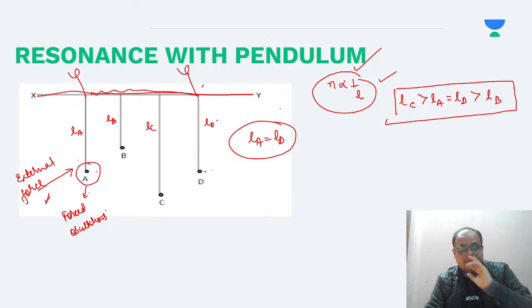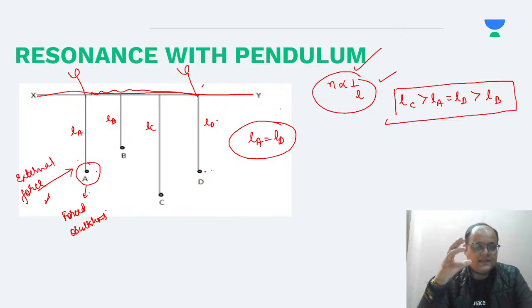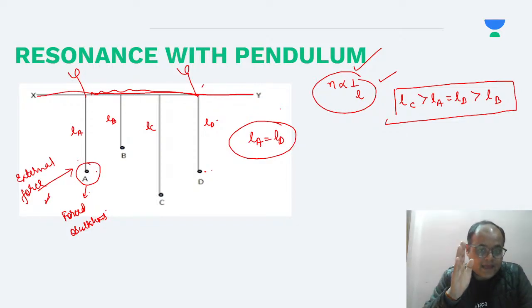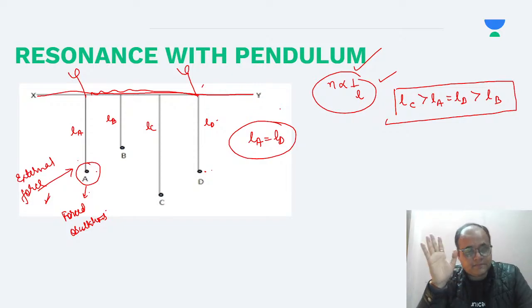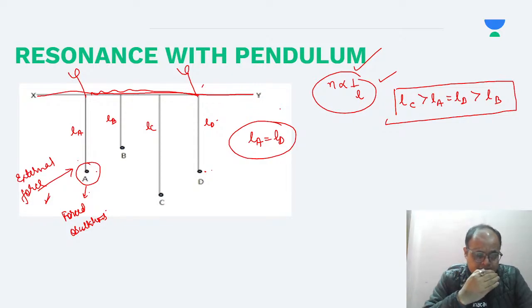Now there's a very popular question: what will happen to the amplitude of D? See, D's amplitude will not increase immediately. It will slowly increase. It will be equal to A. I mean, both the bodies are in resonance, so at one particular time, they have to be at equal amplitude. Yes or no? Yes.